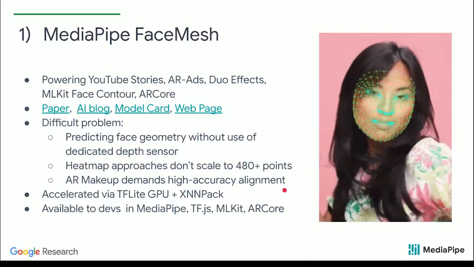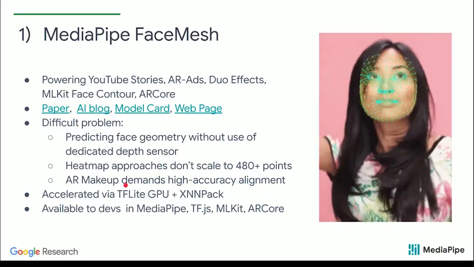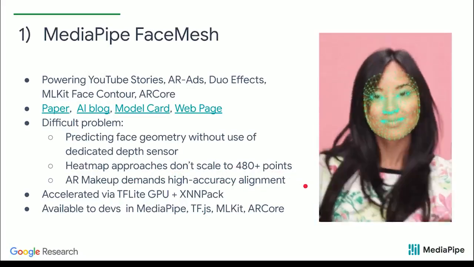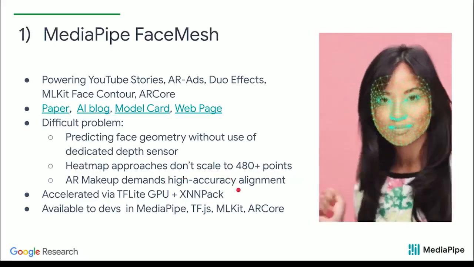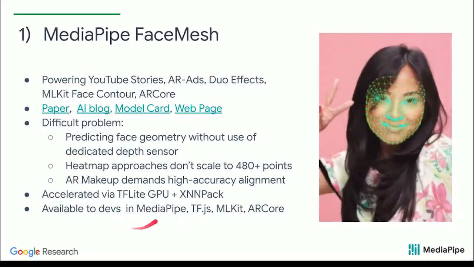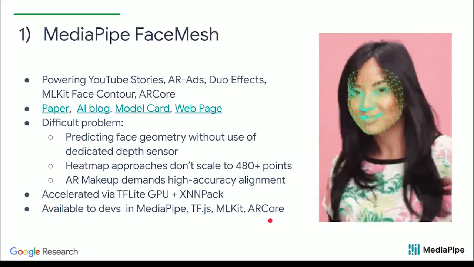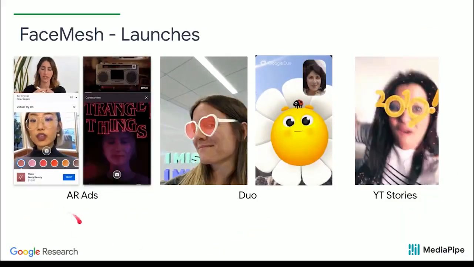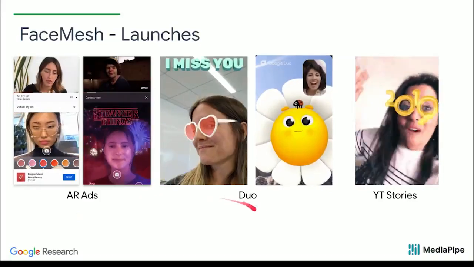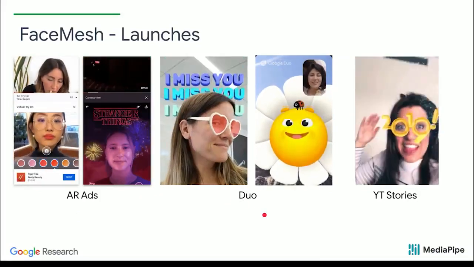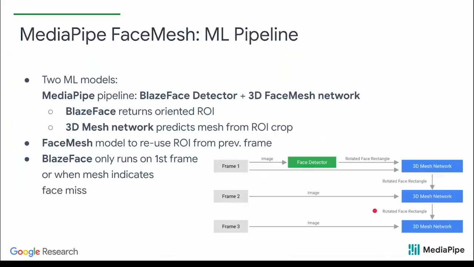In addition to performance, accuracy also matters to drive vital use cases like AR makeup, where we need high-fidelity lip and eye tracking. MediaPipe FaceMesh is accelerated for mobile GPU and mobile CPU and is available to developers in MediaPipe, TFJS, MLKit, and AR Core. Let's look at some of the applications that I just mentioned. You can see we're driving virtual makeup and self-expression effects in AR ads, selfie effects in Google Duo, as well as in YouTube Stories. So how does it work?